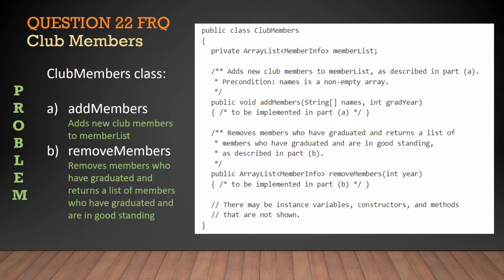All right, so let's start with addMembers. The input is an array of names and a grad year. What we have to do is take those names, build a member out of each, and then put it into the members list. So all those parts are important.